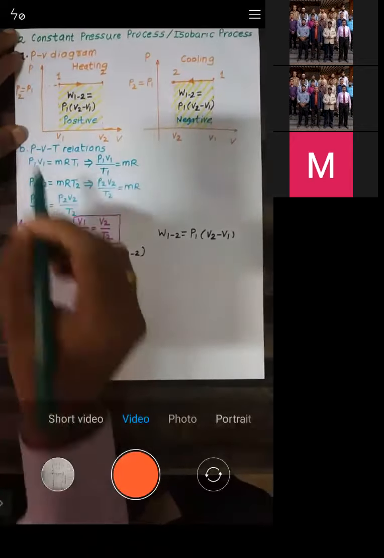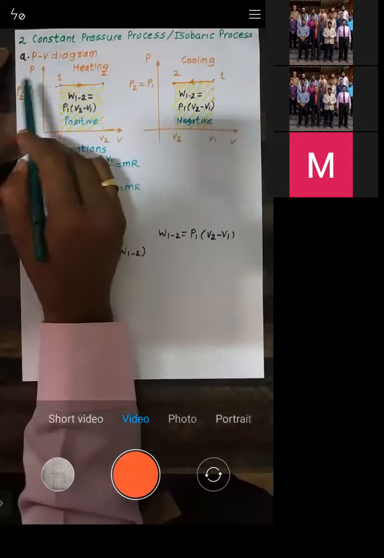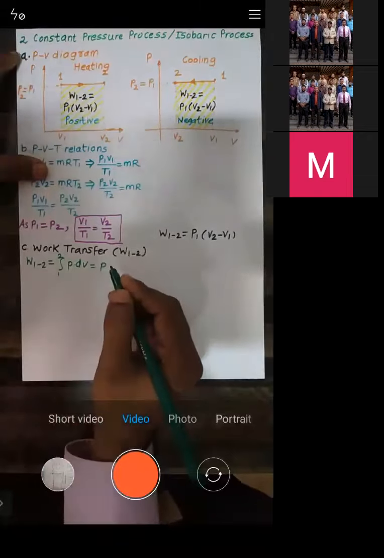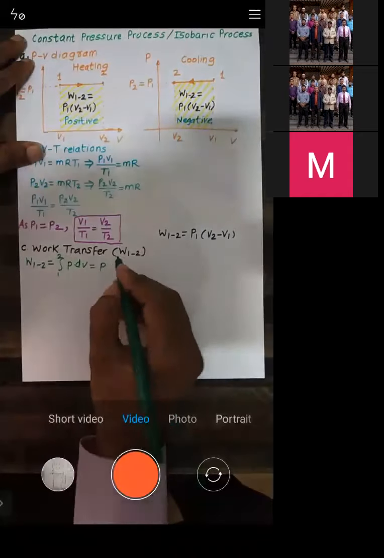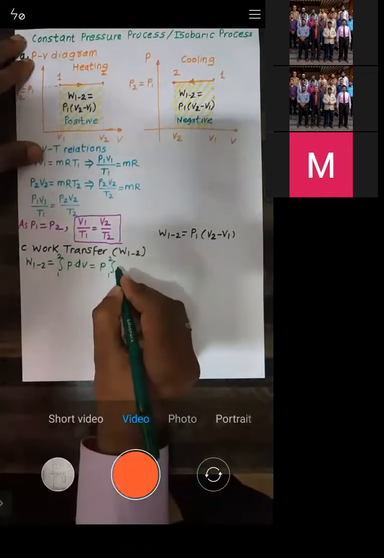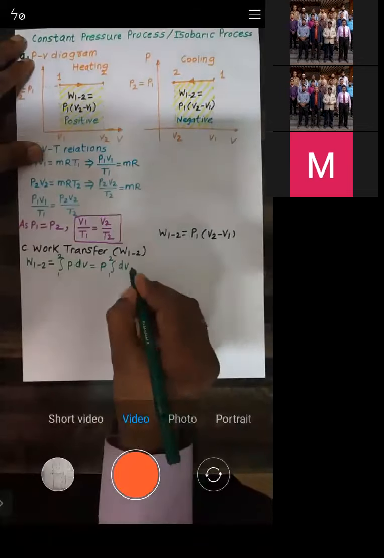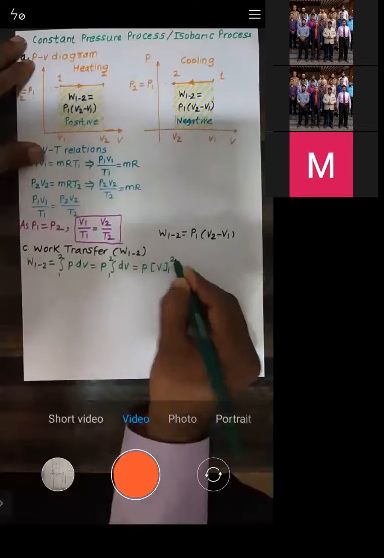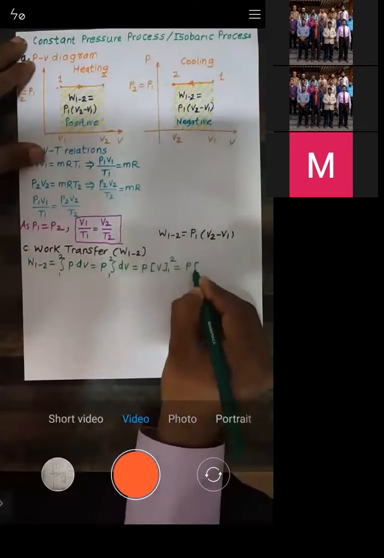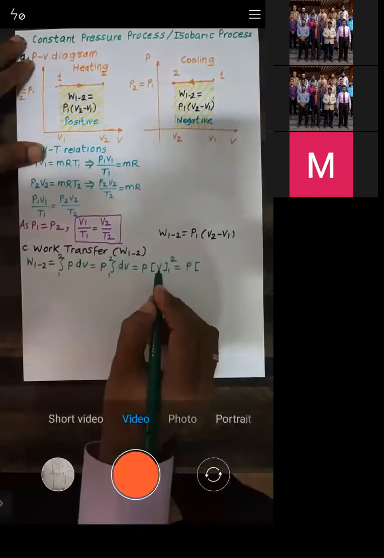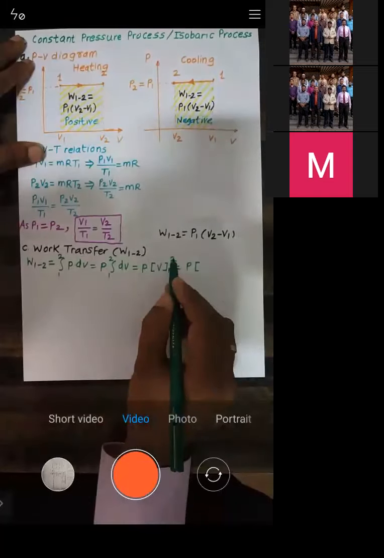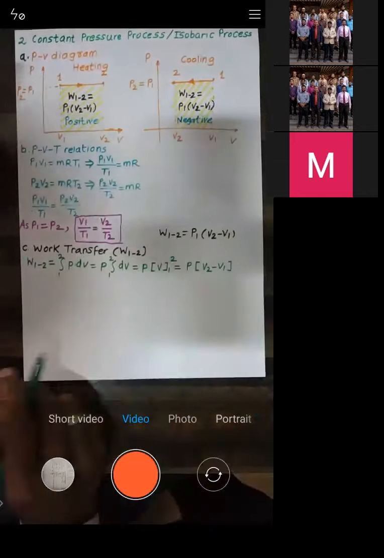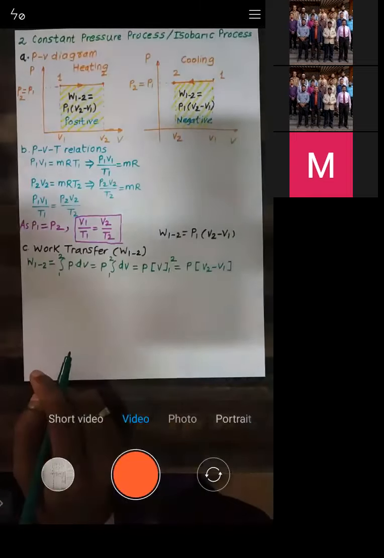And we can see here pressure is constant, P1 is equal to P2. So I will take the pressure outside the integration. What will I get? P into the integration of dV from 1 to 2. What is the integration of dV? It's V for process 1 to 2. Then you put the upper limit minus the lower limit, so that is V2 minus V1. So W12 is P into V2 minus V1. Yes or no?